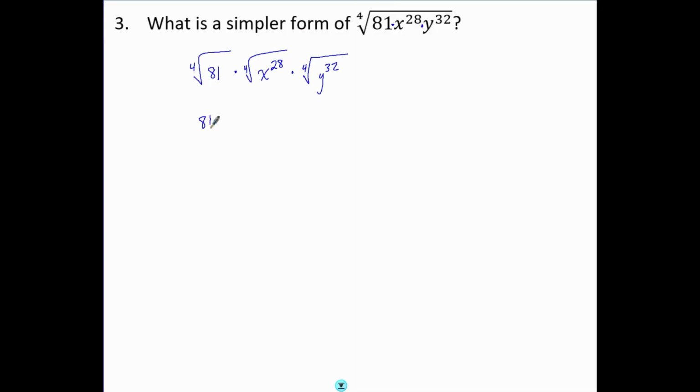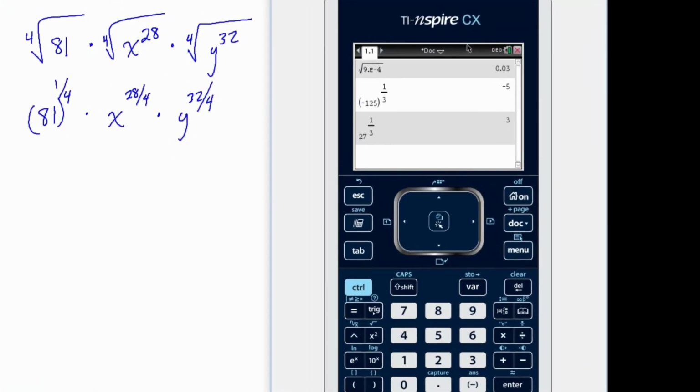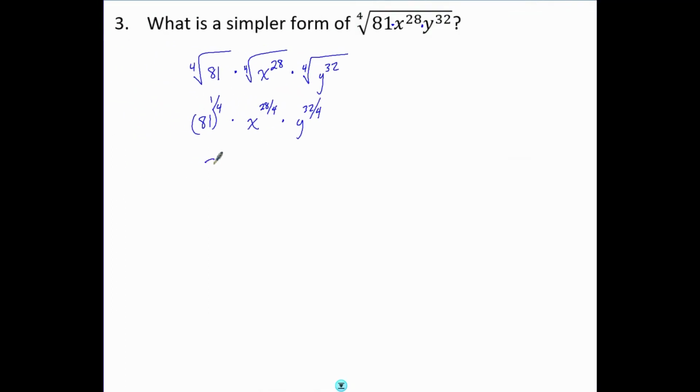So what that means is 81 to the 1/4. And what we could do here is the same thing for these, and say x to the 28 over 4, because we're just going to divide them, and then times y to the 32nd power divided by 4. So let's calculate what each one of those are. I have 81 to the power of 1 over 4, and that comes out to be 3, times 28 divided by 4.